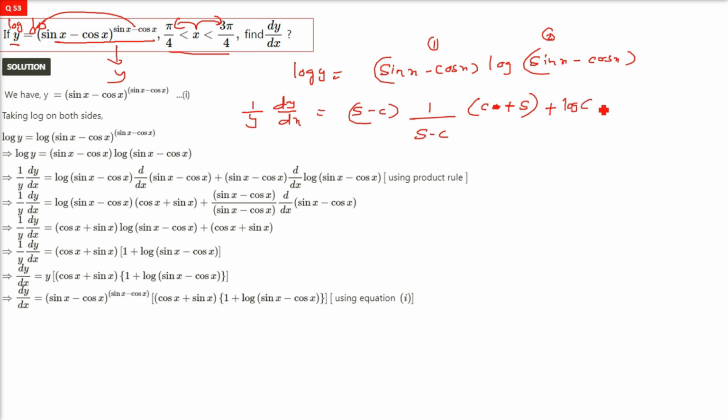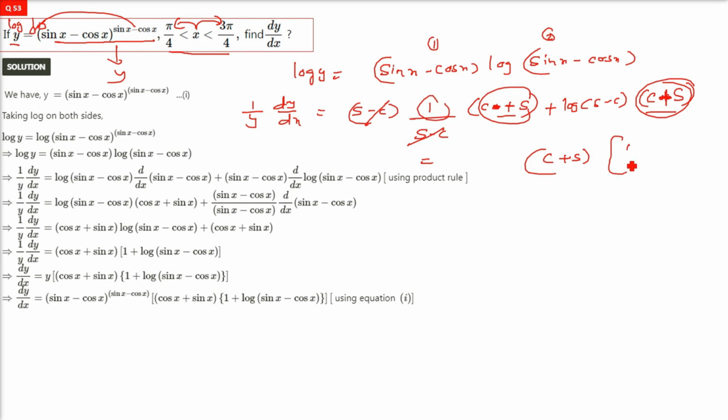Now log of sin minus cos we will take outside, and the differentiation of sin x minus cos x: sin will be cos, minus of minus cos x will be sin x, so cos x plus sin x. Same thing as the first one, so cos x plus sin x has come twice. Also in the first term, sin x minus cos x is in the numerator and also the denominator, so you can just cancel this out. And cos plus sin you can take outside. What will be inside? 1 plus log of sin x minus cos x.